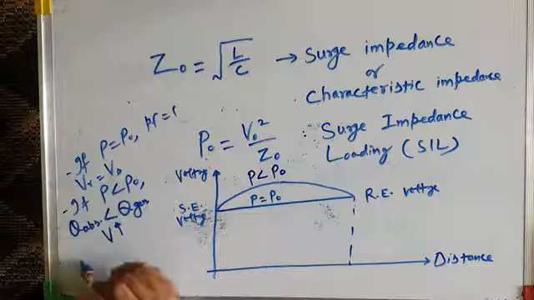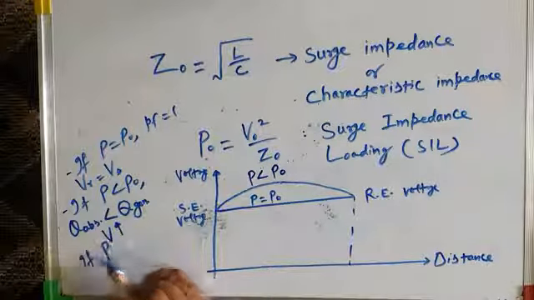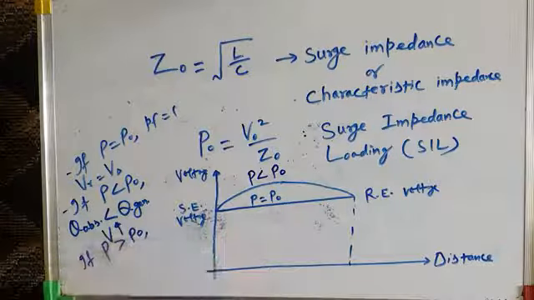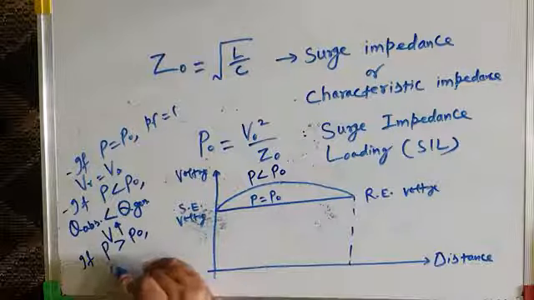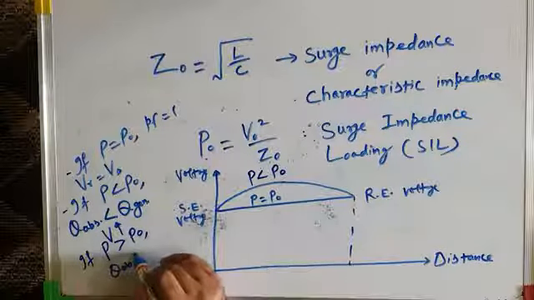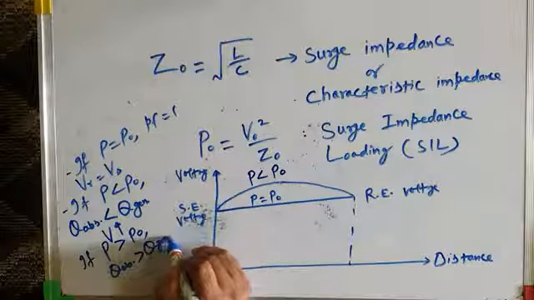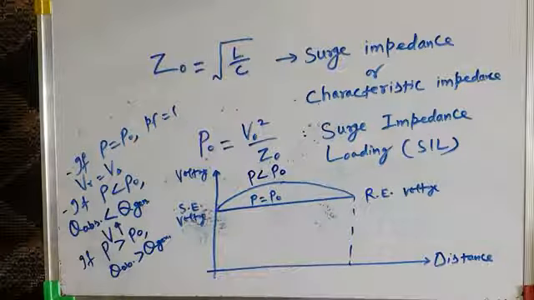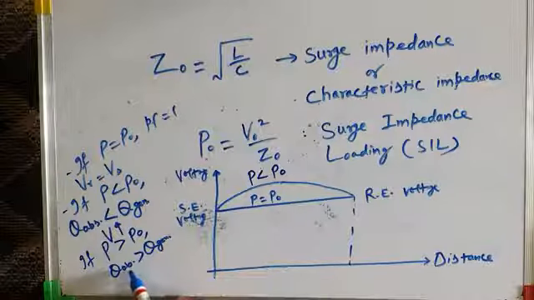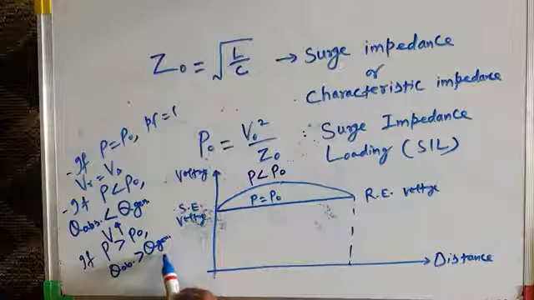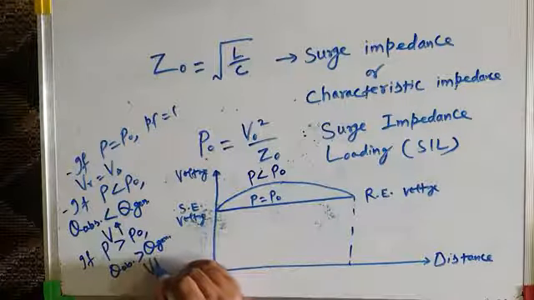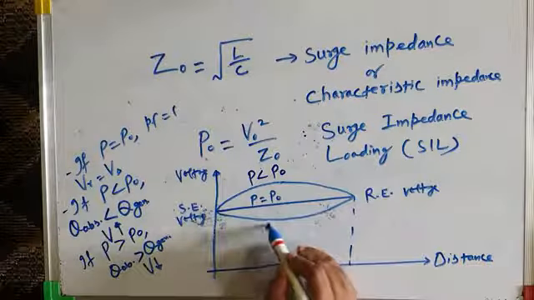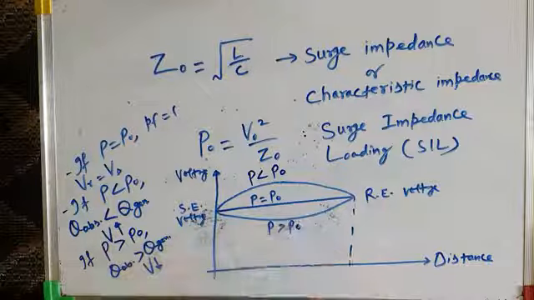And if, on the other hand, the loading or power carried by the transmission line is greater than its surge impedance loading, then in that case, reactive power absorbed will be greater than reactive power generated. Whatever is the reactive power generated, if you at all have a compensator, the reactive power absorbed by the system will be more than the reactive power generated. And in that case, the voltage will decrease. So the characteristic will be like this. So this is for P greater than P naught.